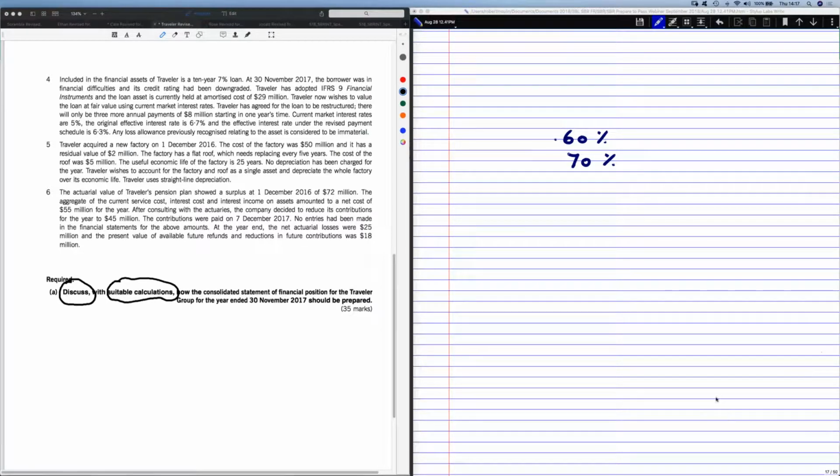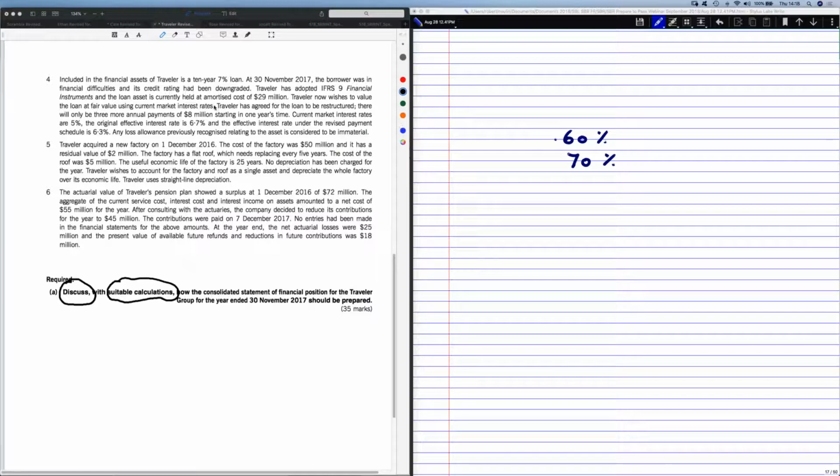Now, I have adjusted this slightly, but I want you to be aware that this is the sort of issue that could appear anywhere within your exam, Section A or Section B, but it could appear within this consolidation question one as an accounting issue in the same way that it did within the P2 exam. And I just want us to focus in on this for a few minutes.